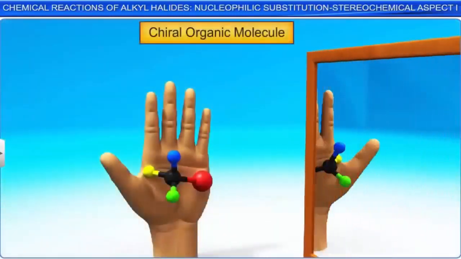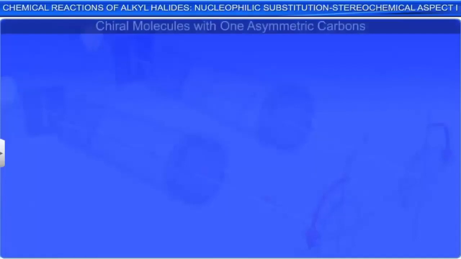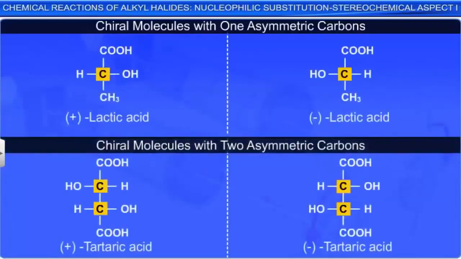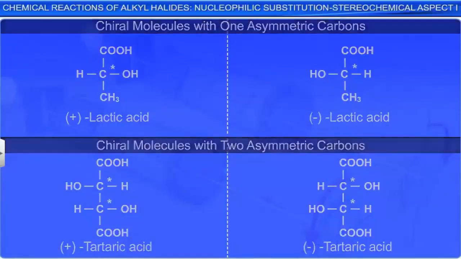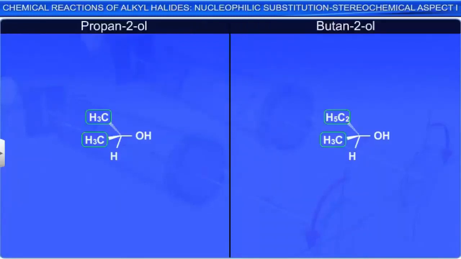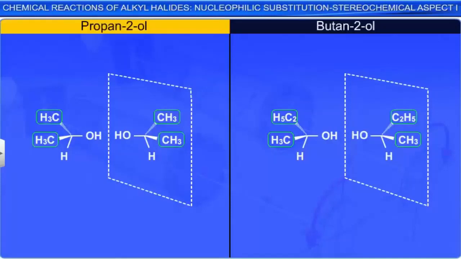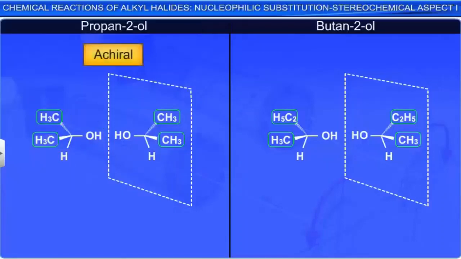Let us apply this concept to organic molecules. Chiral molecules may contain one or more asymmetric carbons or stereocenters. An asymmetric carbon is represented with a star on it. Consider two simple molecules, propan-2-ol and butan-2-ol, and their mirror images as shown here. Propan-2-ol does not contain an asymmetric center, since the four groups attached to the tetrahedral carbon are not all different. Thus, it is achiral.